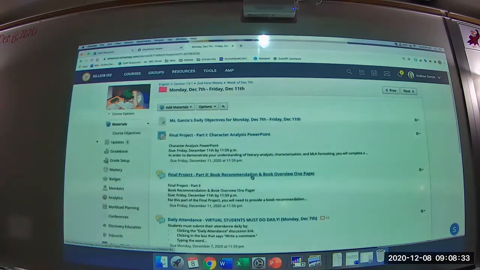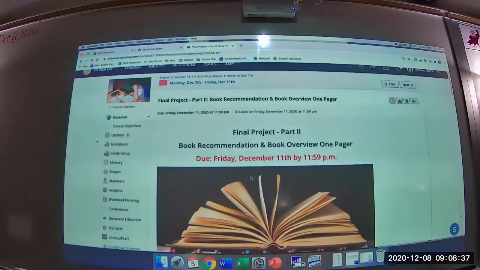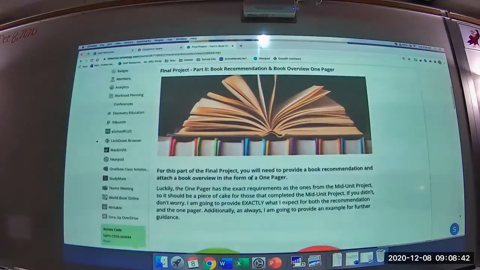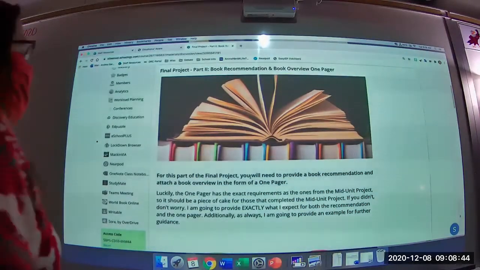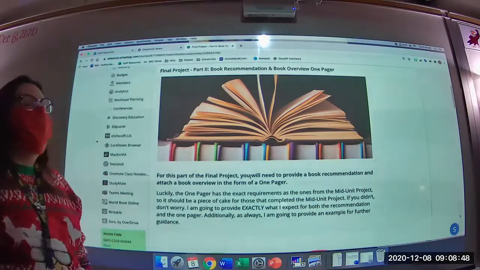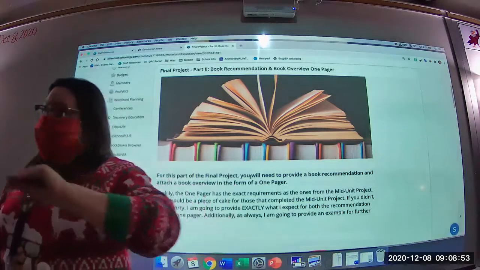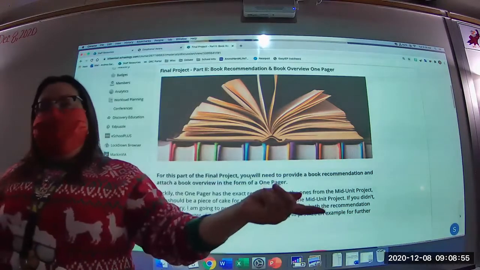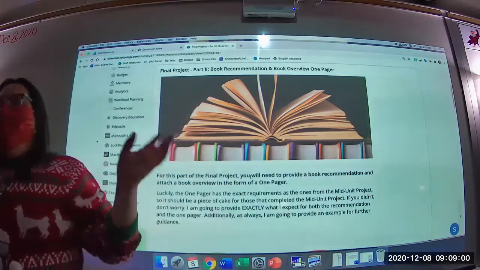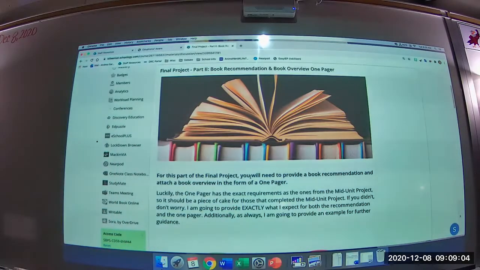All right. Part 2 is a book recommendation and book overview 1-pager. Also do this on the same day. So for this part of the final project, you will need to provide a book recommendation and attach a book overview in the form of a 1-pager. Now, this is the exact requirements and style of 1-pager you did before. Remember, I kept telling you, you're going to want to do it. Well, this is why. Because it's the same exact requirements as the 1-pagers before.